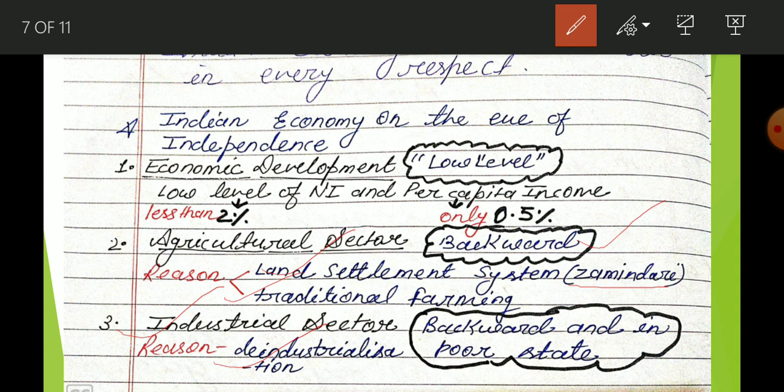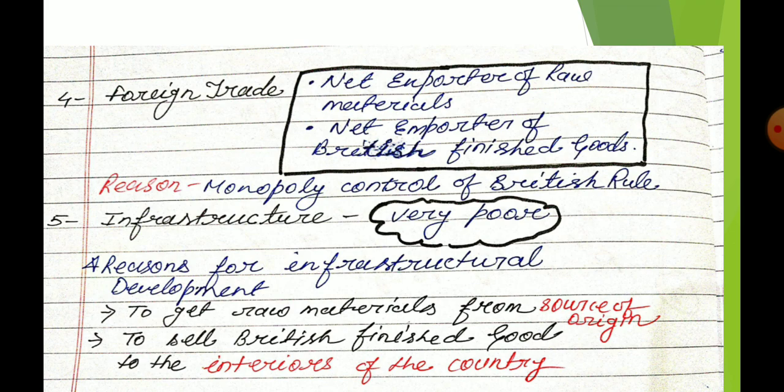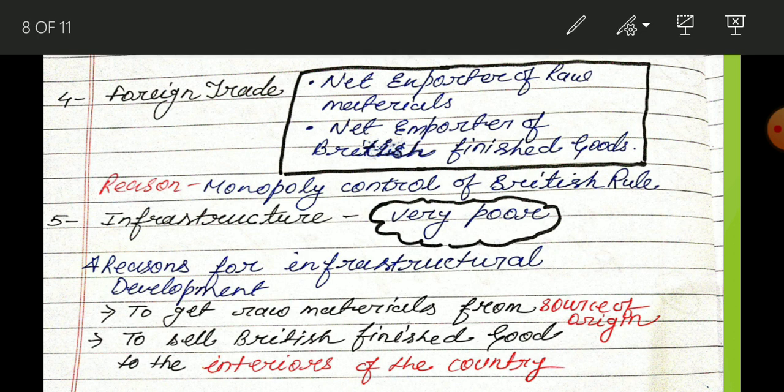Agriculture sector, in one line: the agriculture sector was backward. Why is it backward? Because of the land settlement system and because of traditional farming. Okay, the industrial sector was backward and in a poor state, and the major reason is deindustrialization. Okay, students, now the fourth heading is foreign trade.